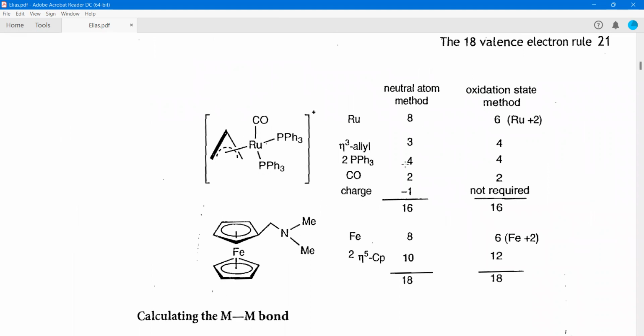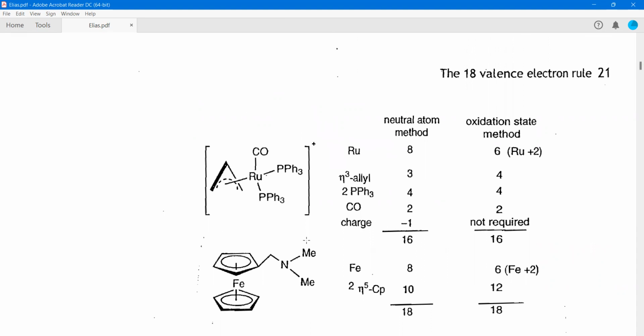So what is this? Let us first calculate. This is one metal complex. Let us now start counting the electrons from the neutral atom method. In the neutral atom method, you don't consider the oxidation state of the metal. So how many valence electrons does ruthenium have? You can easily get to know by the group number in which ruthenium is present. It is in the 8th group, so it has 8 valence electrons, and that is why this 8 is written.